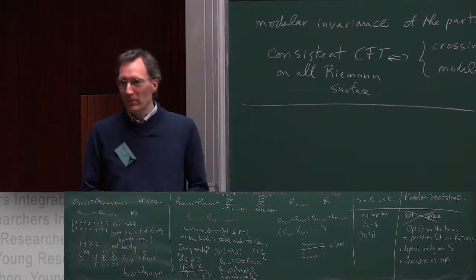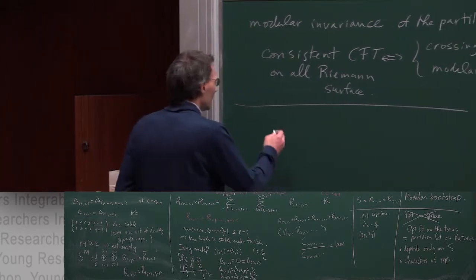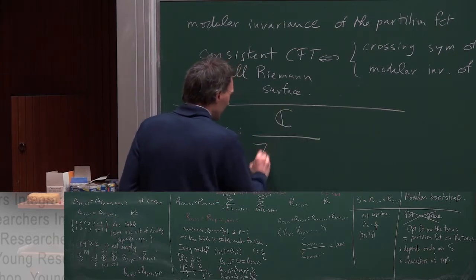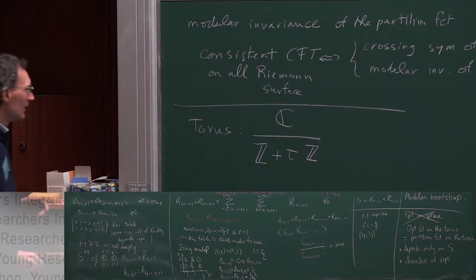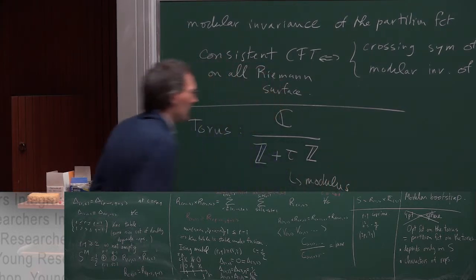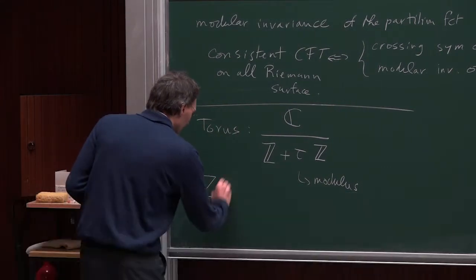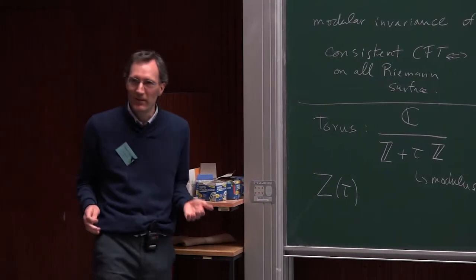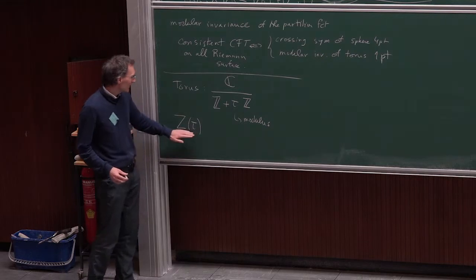So what is this torus partition function, and what is modular invariance? Well, the torus, if you want, is the complex plane divided by some lattice, z plus tau z. Tau is some parameter, the modulus. Therefore, the partition function on the torus is a function of tau. It's a correlation function of zero fields. So you don't have positions of fields, you don't have dimensions of fields, you just have the geometry of the torus. It's a function of the geometry.